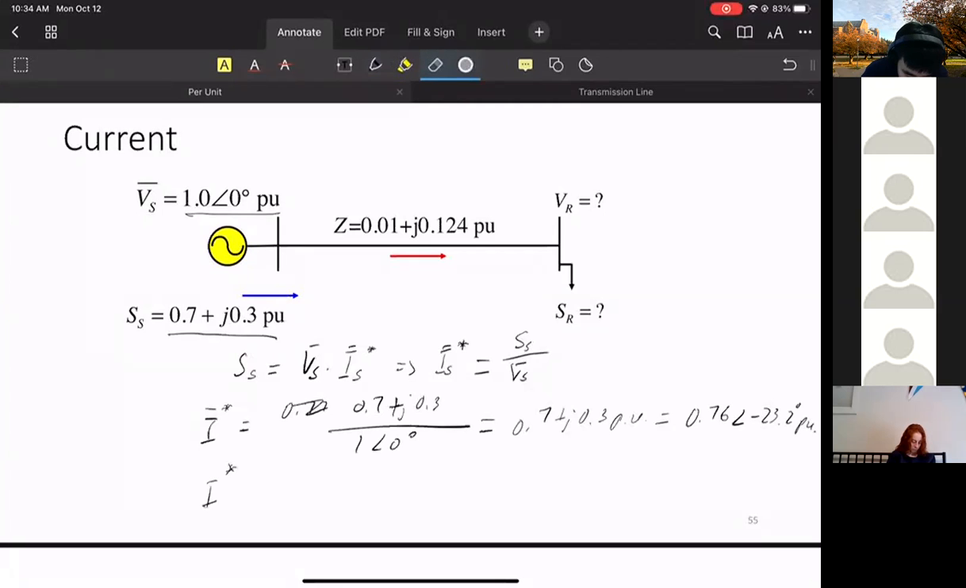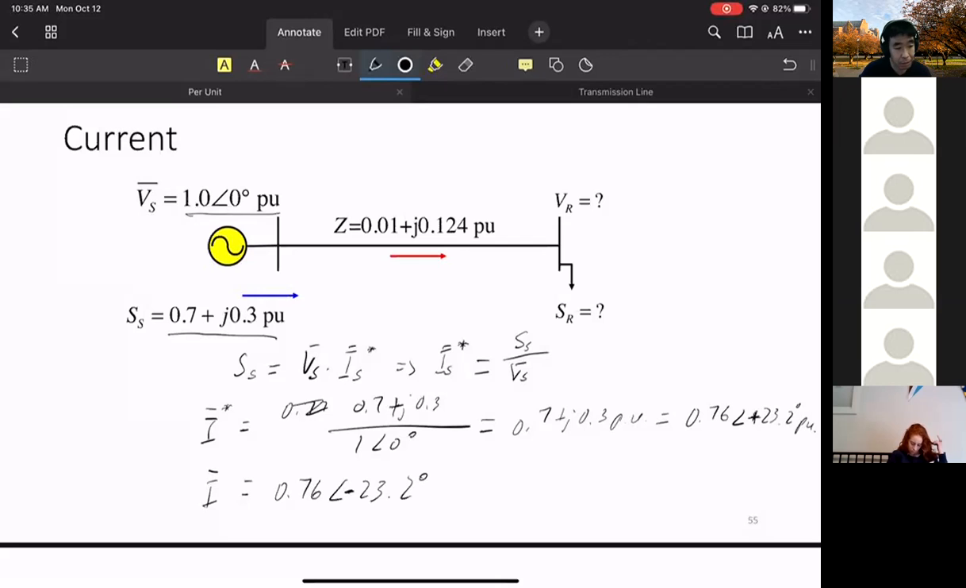So we'll remove the conjugate. We can remove the conjugate by flipping the sign of the angle. So flip the sign of the angle, and we get our current. This is plus 23, so I have minus 23 here. The conjugate has an angle of positive 23 degrees, so the actual current has an angle of minus 23.2 degrees, per unit. Okay, so we can now compute the current.